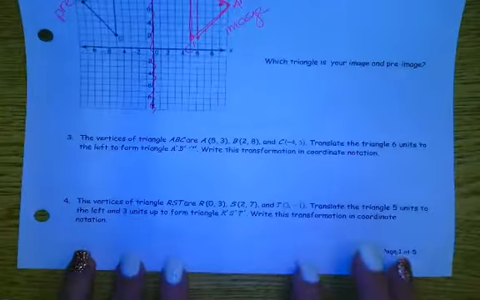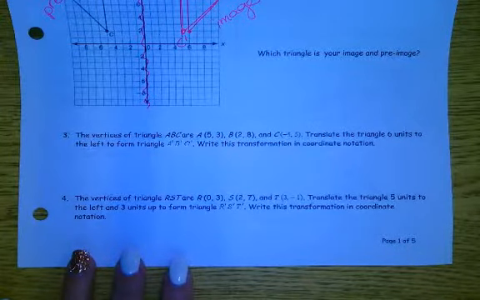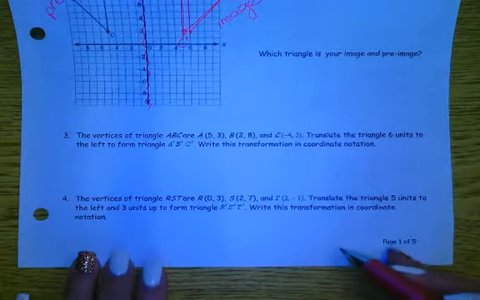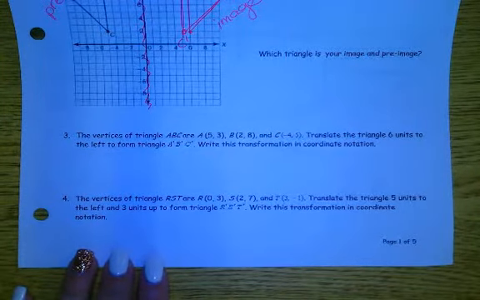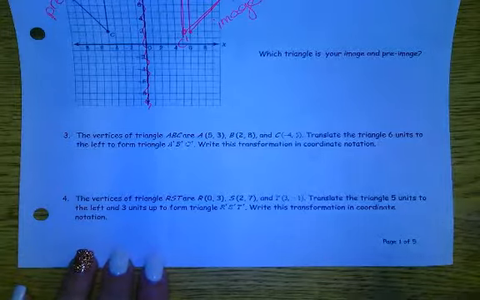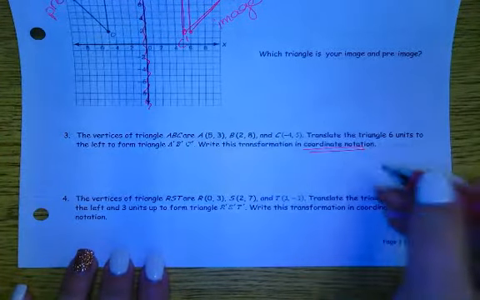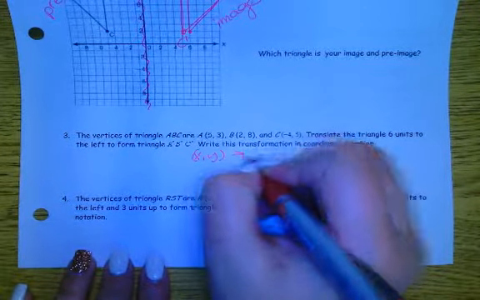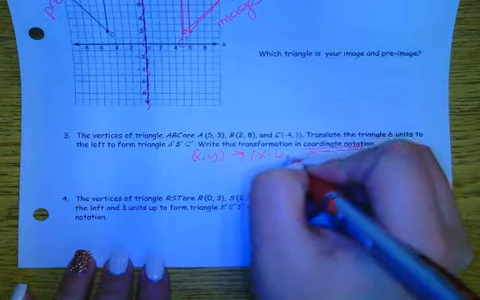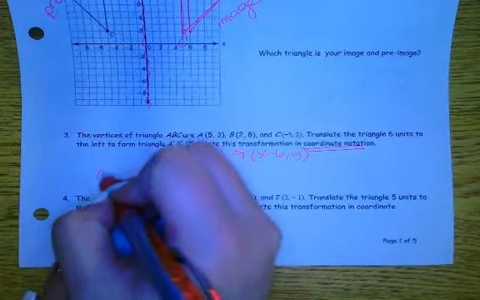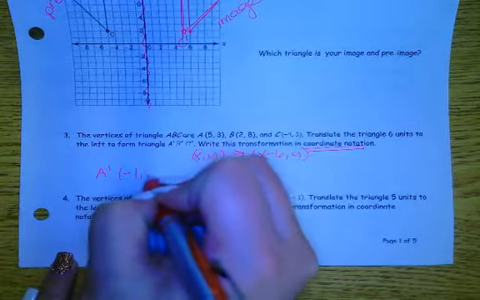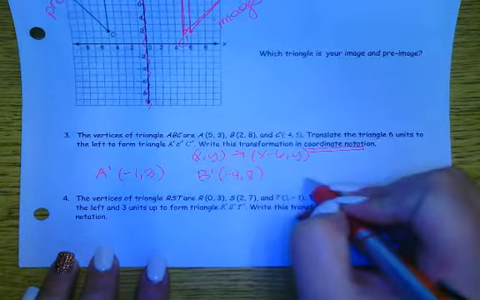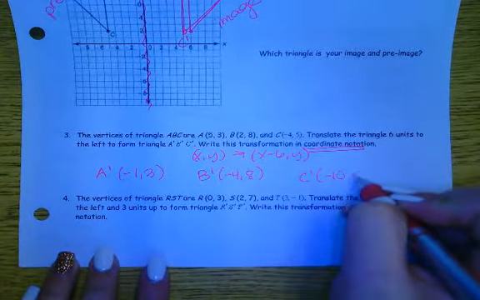Okay, let's try this again. Number 3, the vertices of a triangle ABC are as it says. Translate the triangle 6 units to the left to form A prime, B prime, C prime. Write this transformation in coordinate notation. So what would it look like? (x, y) yields (x minus 6, y). So where would A prime be? Negative 1, 3. Where would B prime be? And C prime? Negative 5. Awesome.